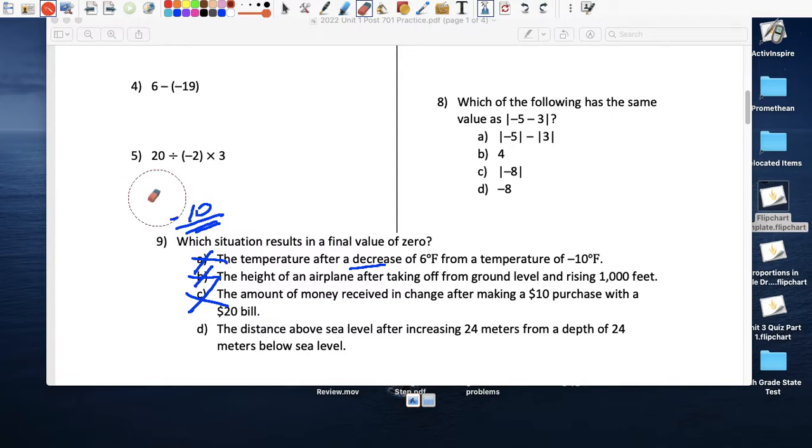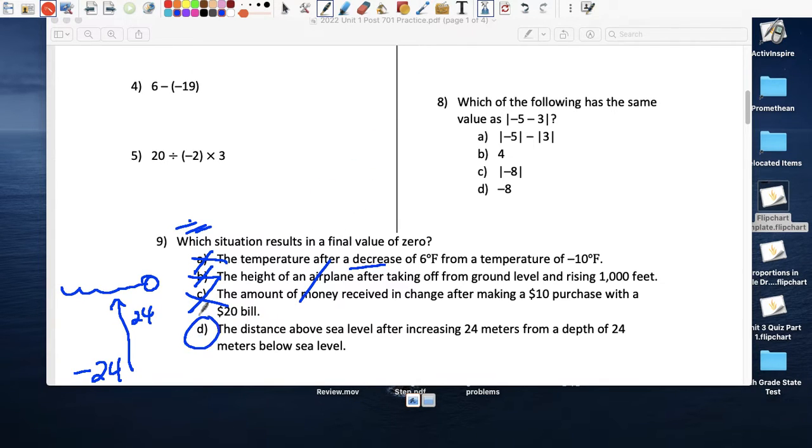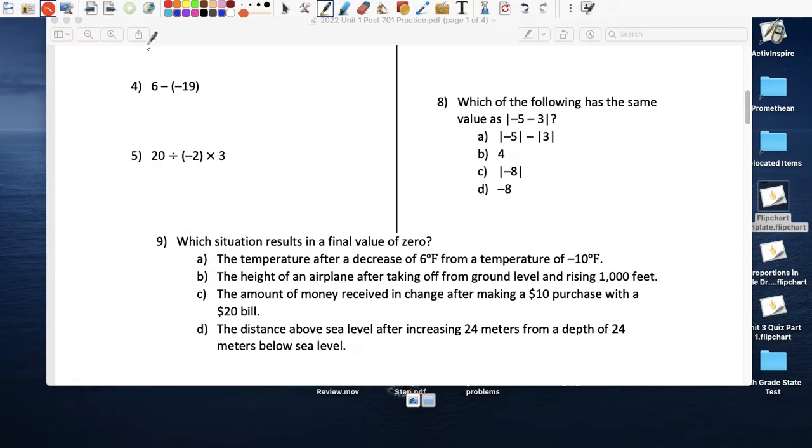D, the distance above sea level after increasing 20 meters from a depth of 24 meters below sea level. So here's the water. You were at negative 24. You go up 24. Where are you? Well, you're going to be at 0, the surface of the water. So this is the one that we want.